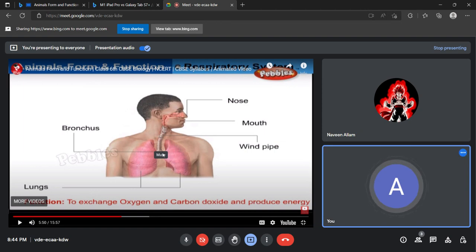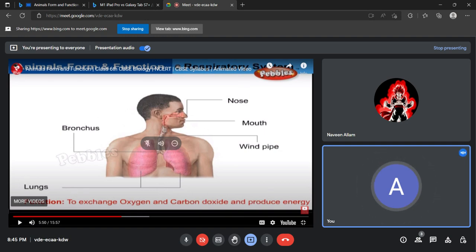It will be dividing into two, and this division is known as the bronchus. One bronchus will go to one lung, the other bronchus will go to the other lung. So the nose, mouth, windpipe, bronchus, and the lungs.